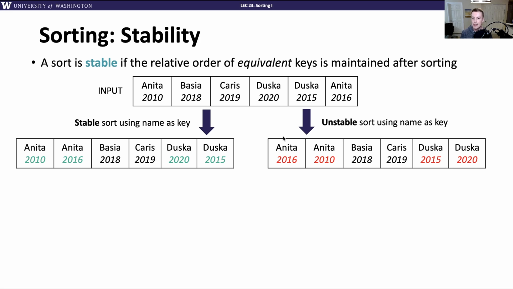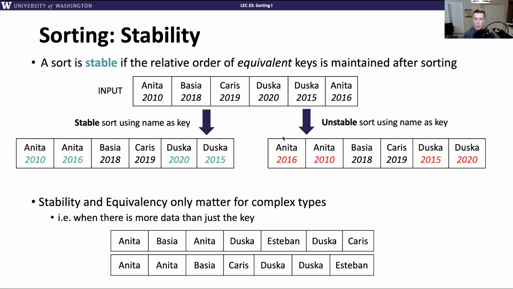Now, stability does, in some sense, require more complex data. Like if you only had names and no years, you couldn't tell the difference between two entries that were both Anita, so stability doesn't make as much sense here because you can't tell the difference between Anita and Anita. It's only when you have more complex data with extra fields that you actually see the difference.